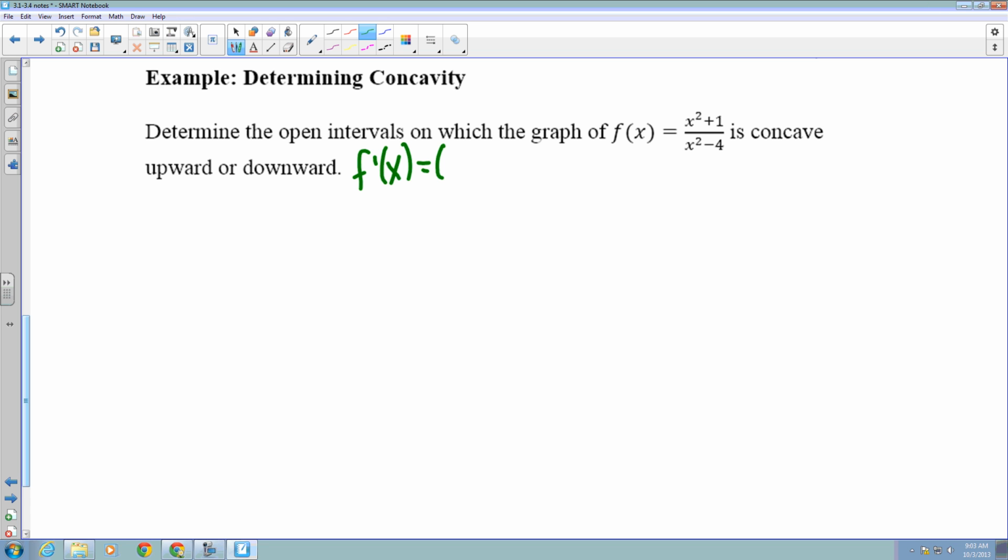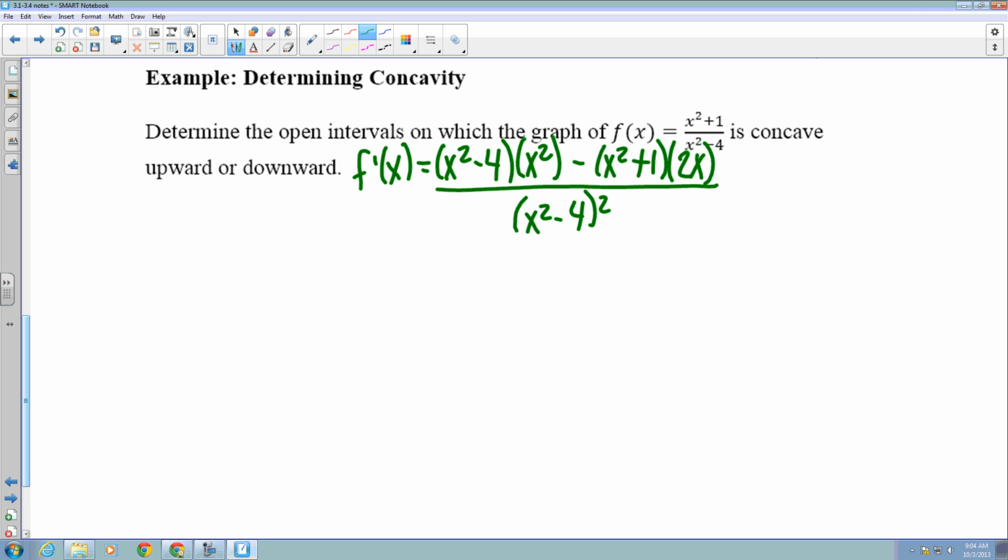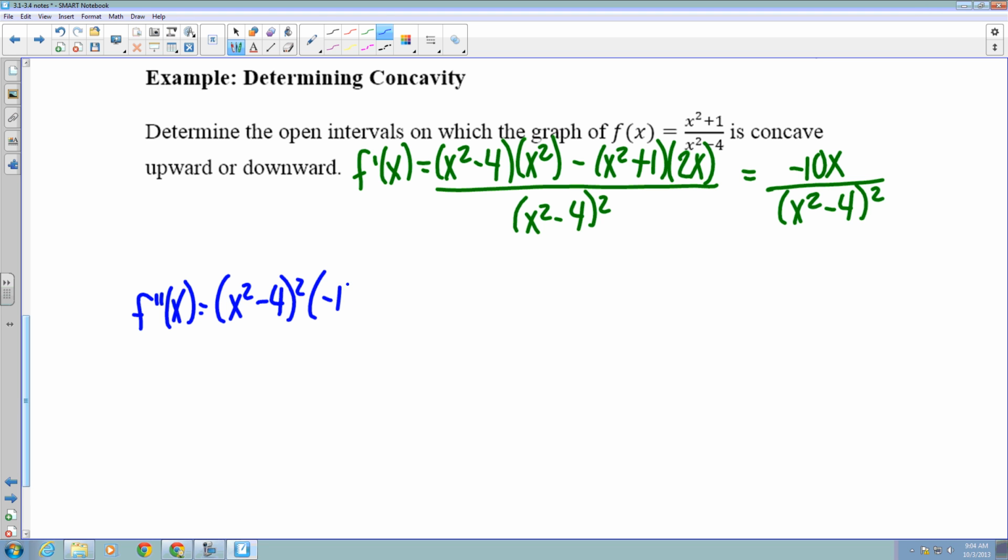Take it the first time, g f prime minus f g prime over g squared. Simplifies to 2x over (x squared minus 4) already squared on the bottom. Okay, we're going to take the second derivative. g f prime minus f g prime, that's a chain rule.